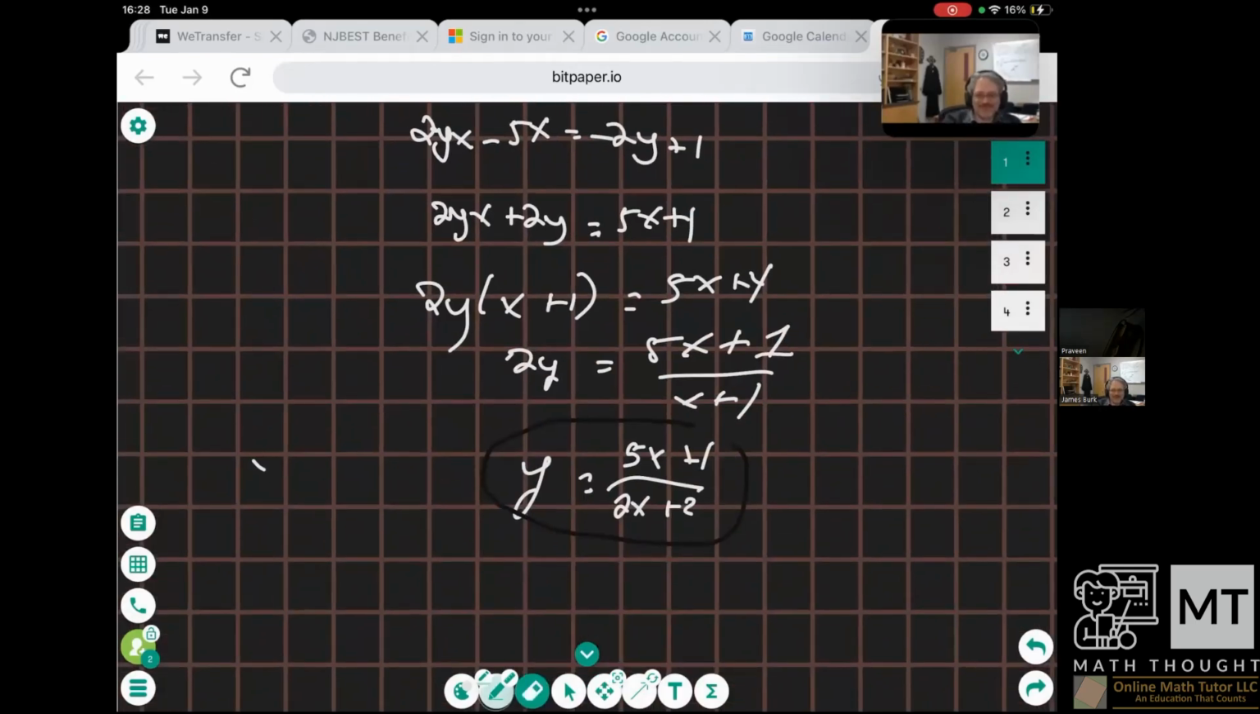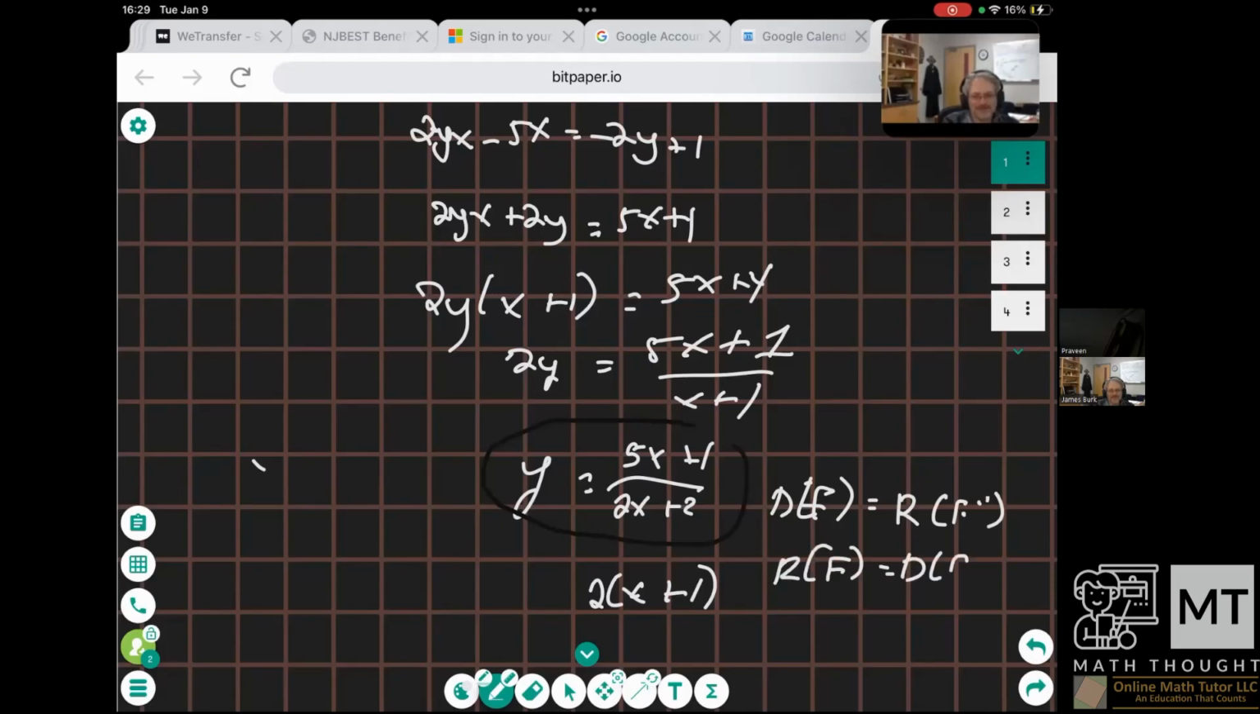Yeah. So what you want to write in your notes is your domain for your function is the range for the inverse, and the range for the inverse of the function is your domain for the inverse. So domain of f equals range of inverse. Right. And then range of f is equal to domain of inverse. That's exactly right. So by knowing what the range is, you got your domain for your inverse that fast.